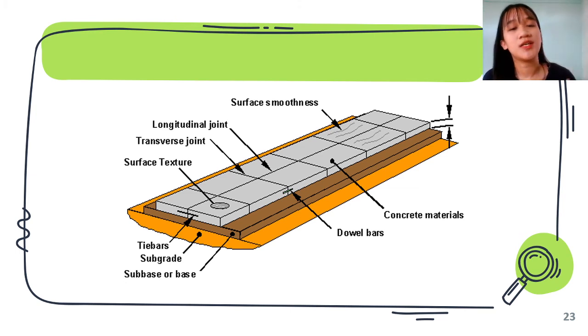Transverse joints can be constructed by two separated slabs. In the middle, the tie bars hold the longitudinal joint together, and the dowel bars are for the transverse joints.